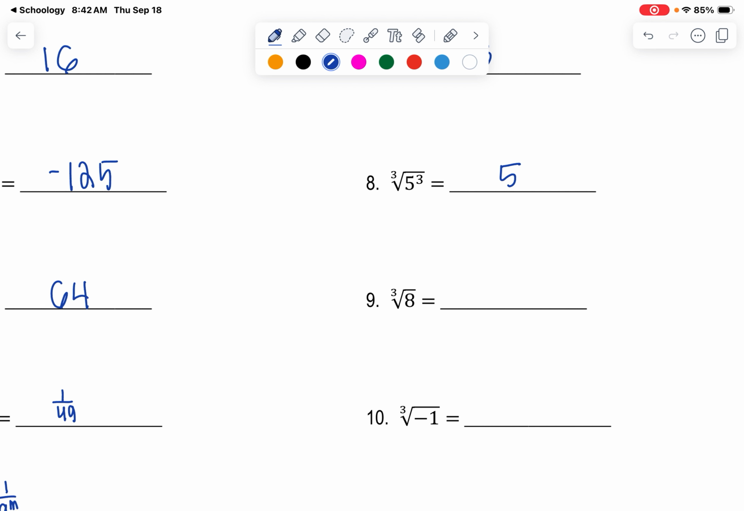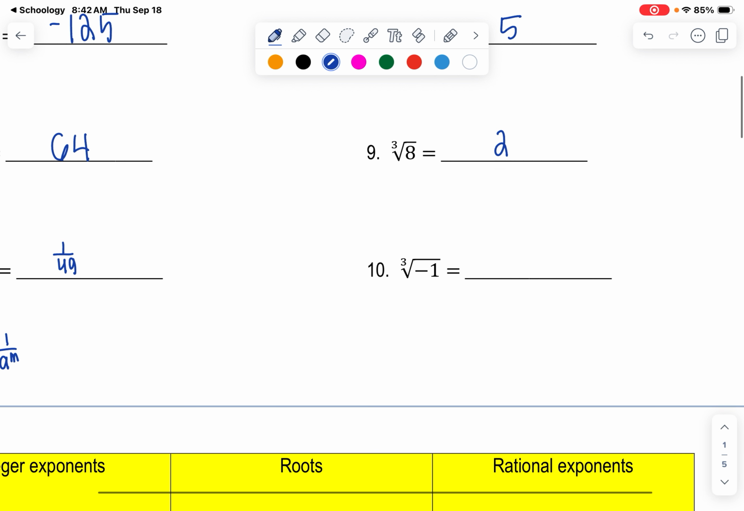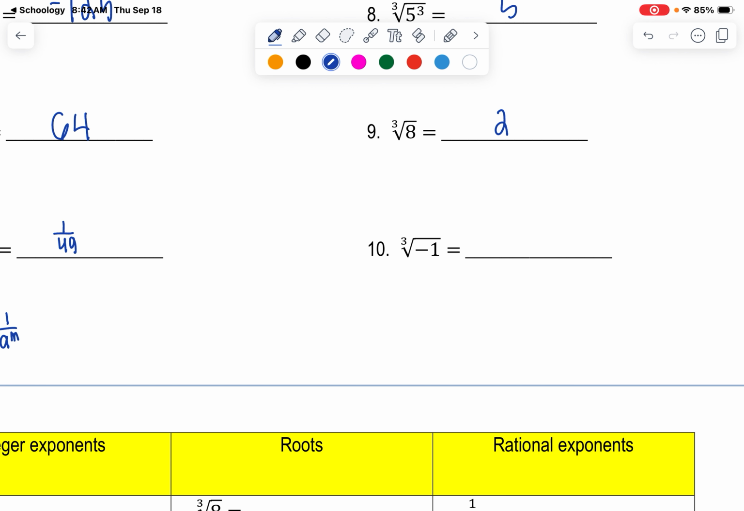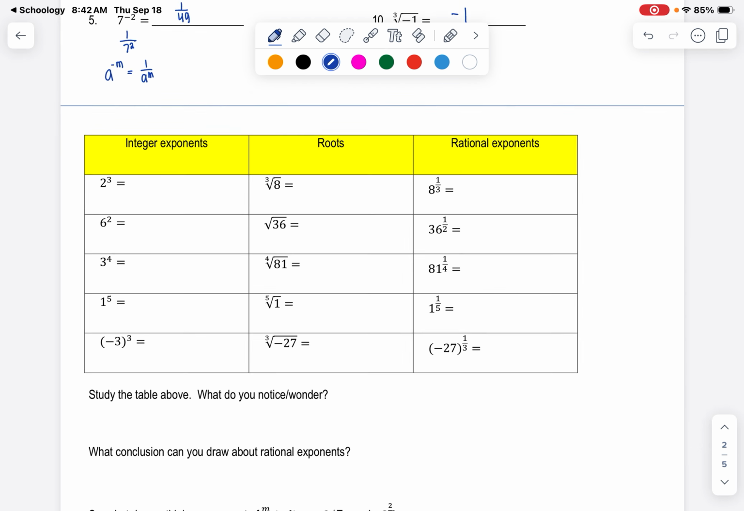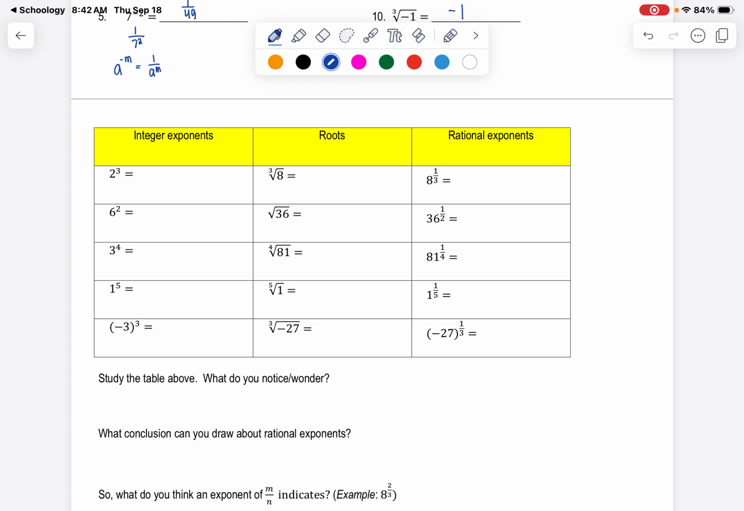The cube root of 8, what number do you multiply by itself 3 times to get 8? That's 2. And then the cube root of negative 1. What number do you multiply by itself 3 times to get negative 1? That's negative 1. Okay, so next here we have this entire slide that I want you to once again pause the video and try by yourself, and then we'll come back and look at it together.